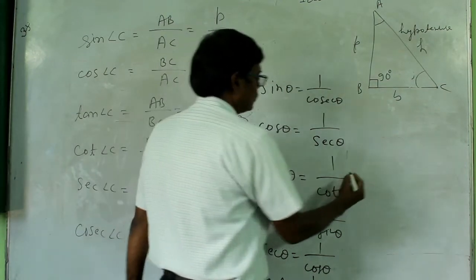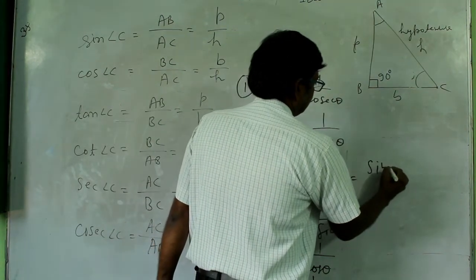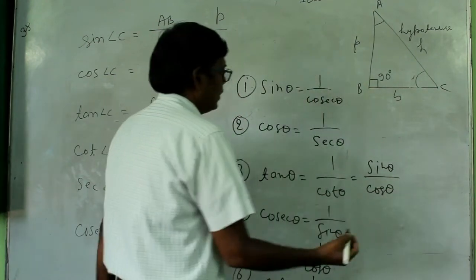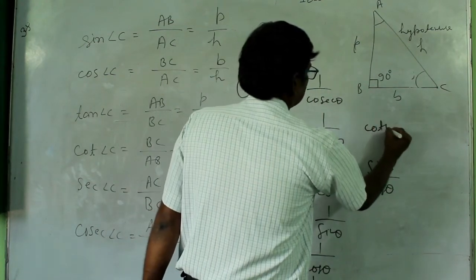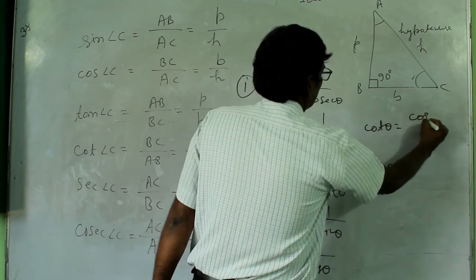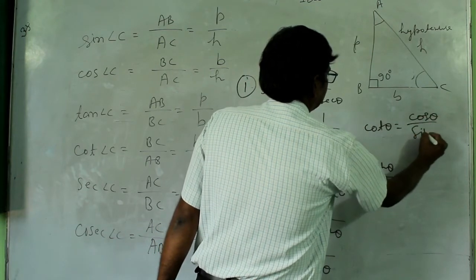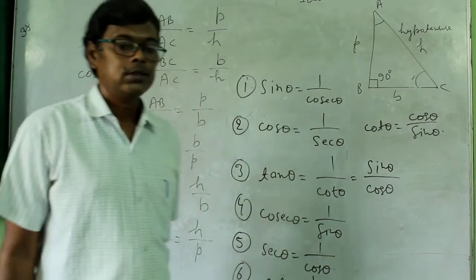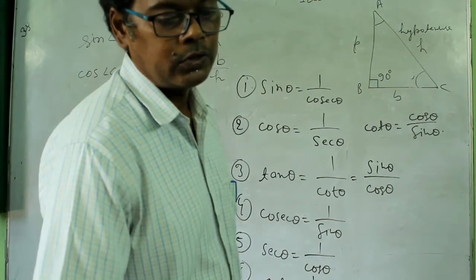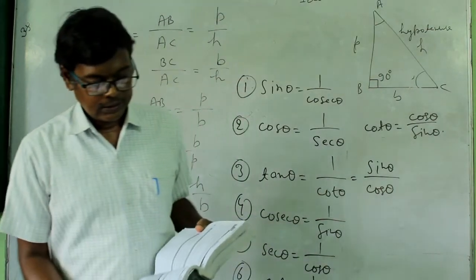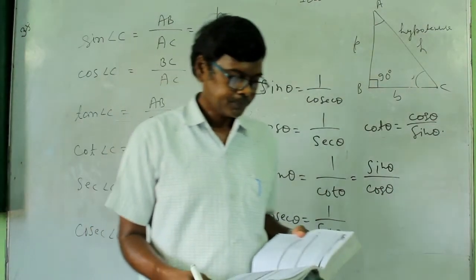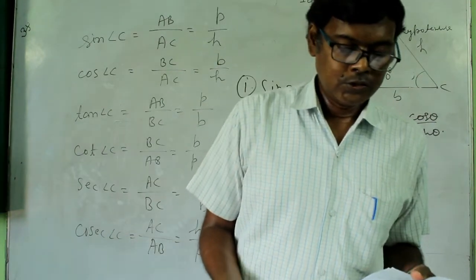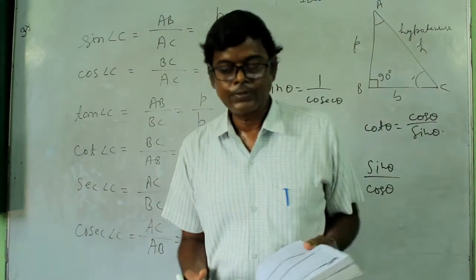Tan theta is also equal to sin theta by cos theta, and also cot theta equal to cos theta by sin theta. Okay, so these are the formulas which will be used when you solve some questions. Then next is the trigonometric ratios of some standard angles.